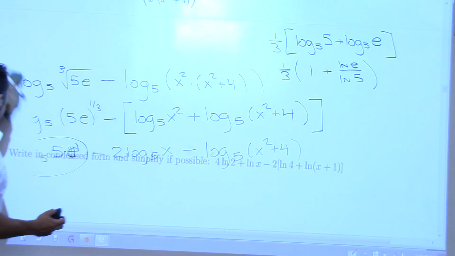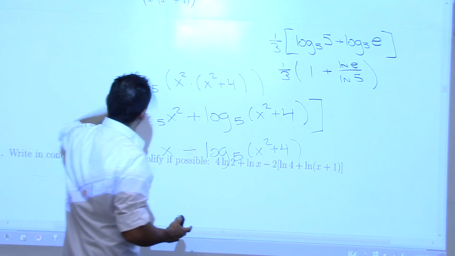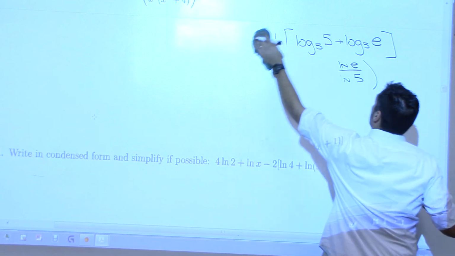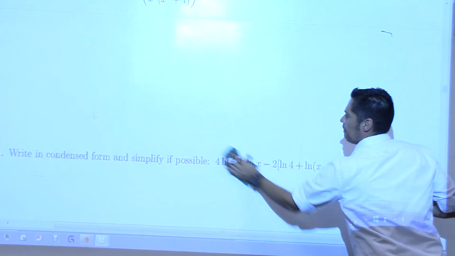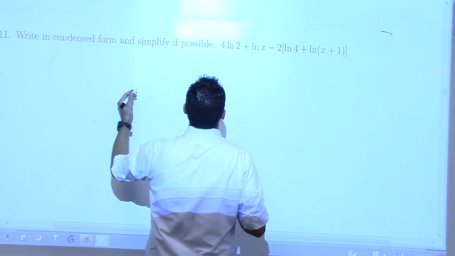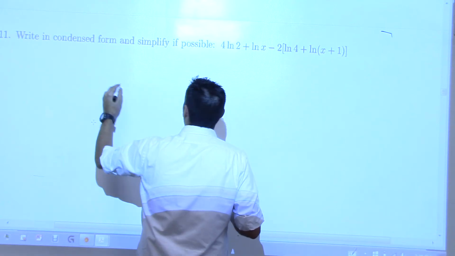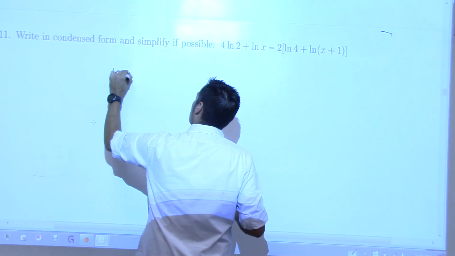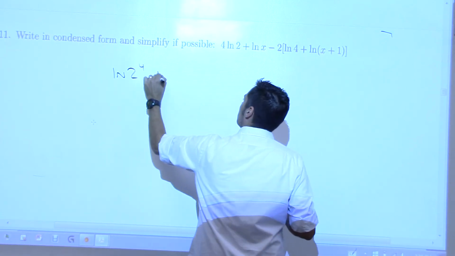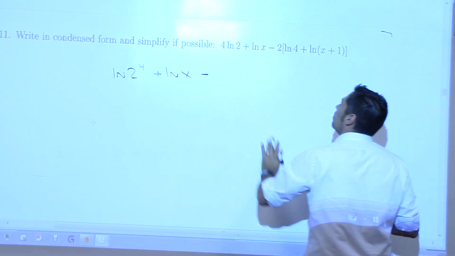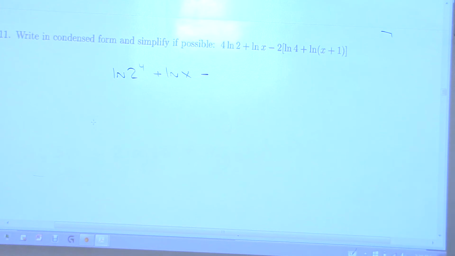Can I erase? All right, so what about the next one? So you just wanted to condense it now. It's the opposite way. So I would first start out by doing what? The first two. You want to push that 4 up? Well, you're supposed to go from left to right. 2 to the 4th plus natural log x minus, what do you want to do here?